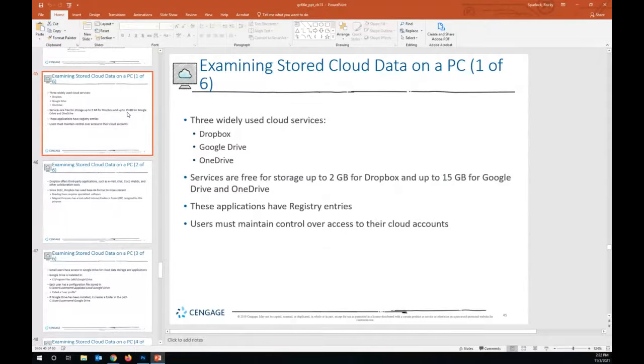All right, so we have 3 widely used cloud services: Dropbox, Google Drive, and OneDrive. Now, for these, they have different service agreements. For example, 2 gigs for Dropbox, 15 gigs for Google and OneDrive. Those are the free ones. They also have paid services. These applications will have registry entries. And with this, the user must maintain control over access to their cloud accounts.